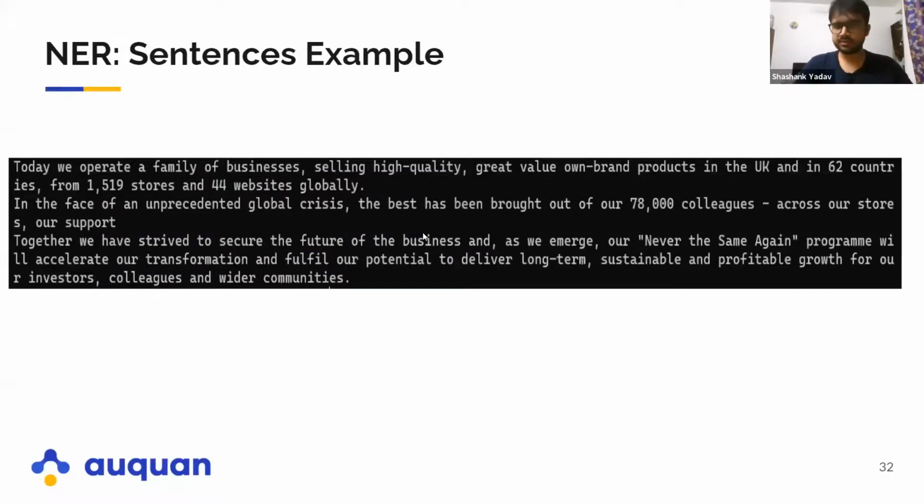So here's what we obtained from Marks and Spencer. As you can see, for some sentences, it really worked well. The first sentence, starting from "today" and ending at "globally", it identified perfectly correctly. In the second one, it just stopped in between. But in most of the cases, it will work out pretty well.